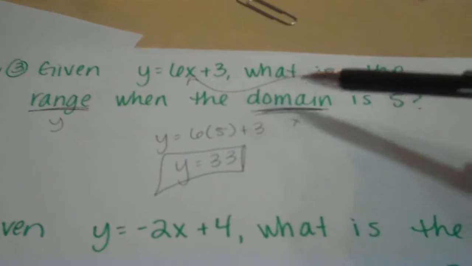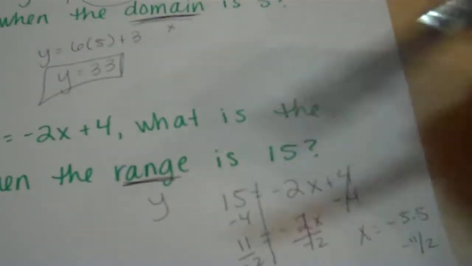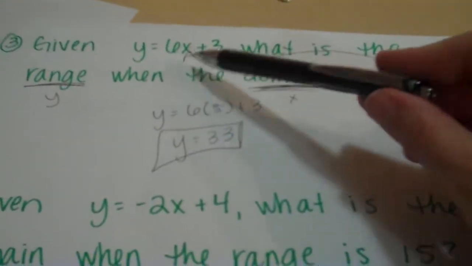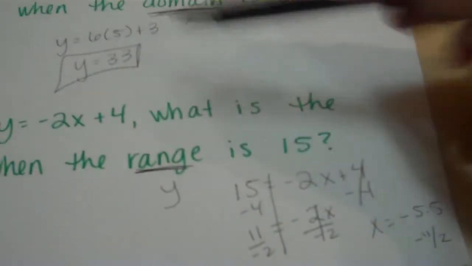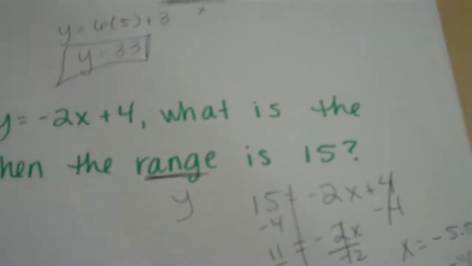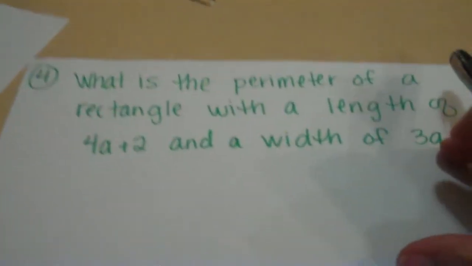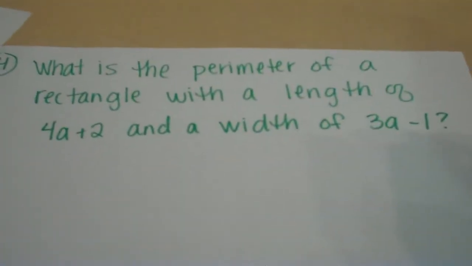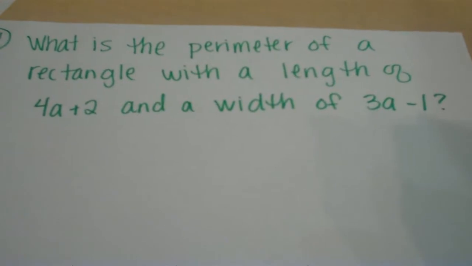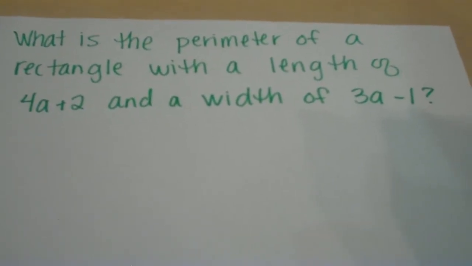Okay? So, that's domain and range. Just be very, very careful on what I'm asking you to do. One of them, you replace the x. The other one, you replace the y, and then you solve. Okay? Last problem is a perimeter type problem. Number 4. What is the perimeter of a rectangle with a length of 4a plus 2 and a width of 3a minus 1?